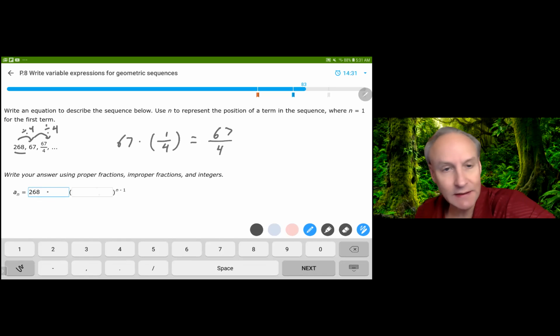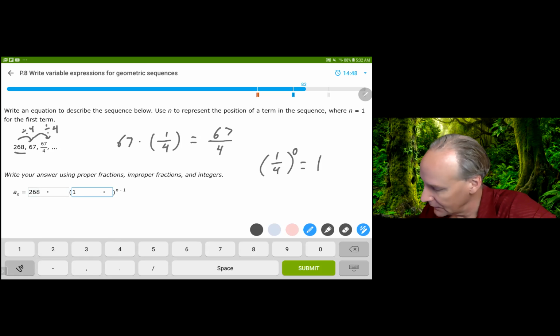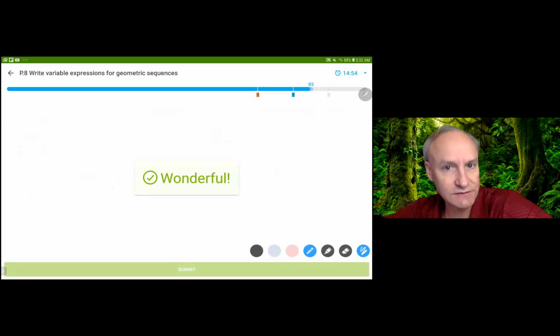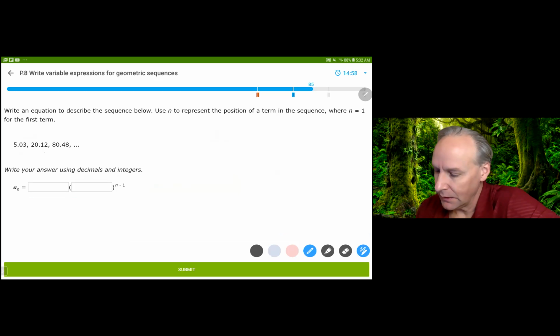And a lot of people are going to get excited because they're going to say, oh, wait a minute, 1/4 to the 0 power can't be 1. It sure is. Remember, anything to the 0 power is 1. Anything at all, it doesn't matter. So it is 1/4. They didn't give me a fraction bar, so it looks good. Looks like I'm supposed to use fractions and so on. Okay, let's see what we got here.